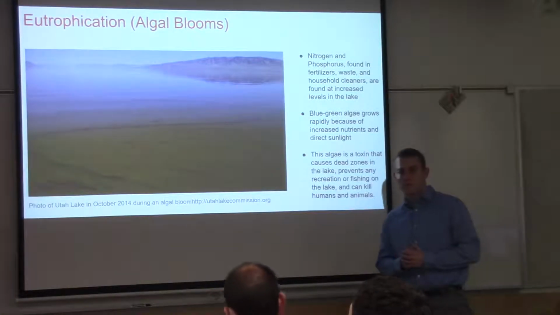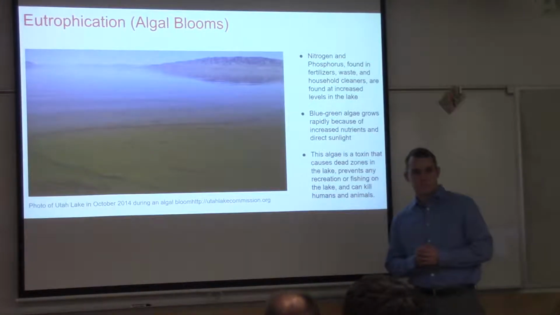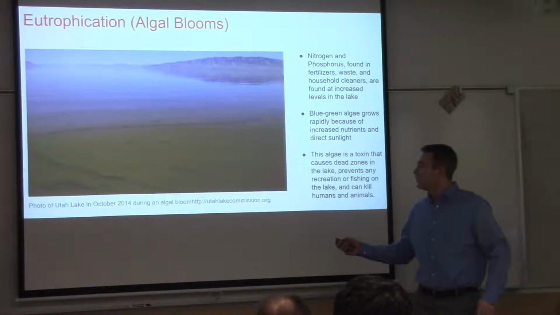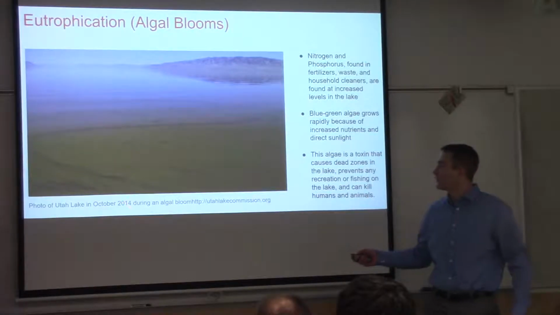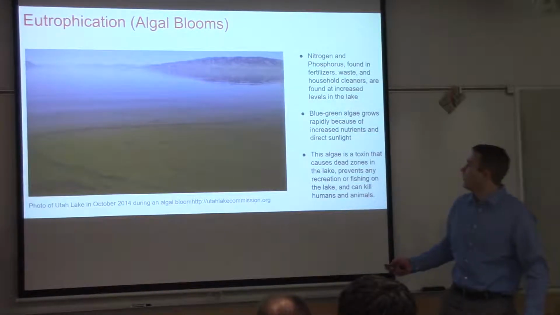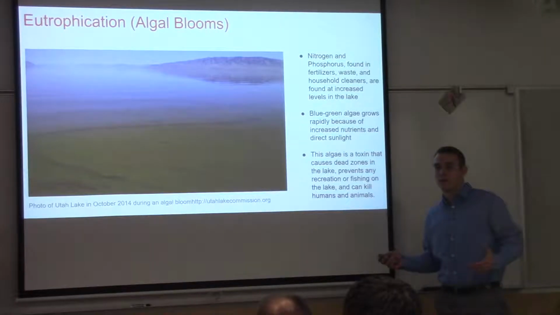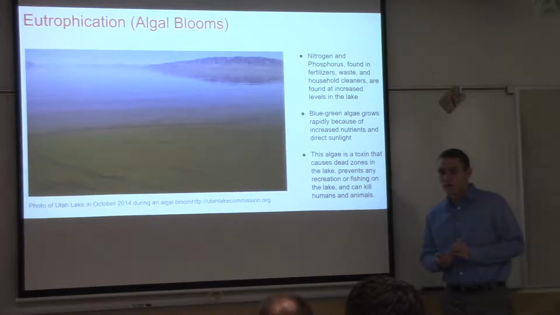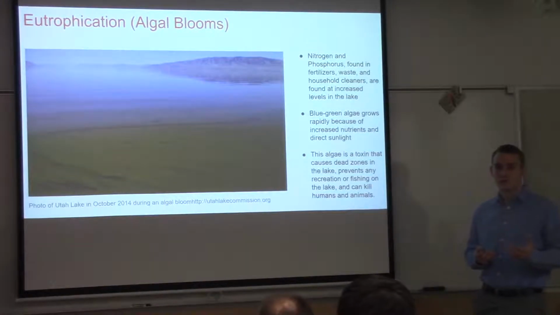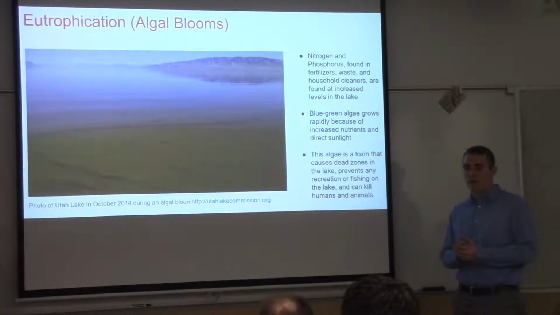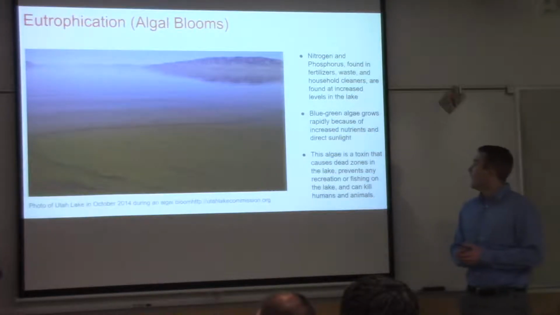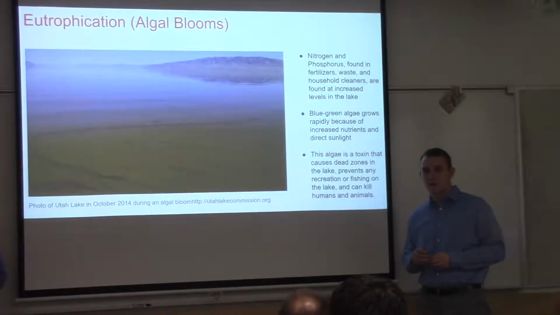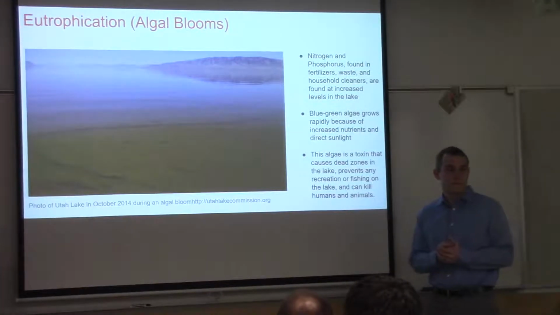So this is a brief overview of eutrophication, which was previously discussed already. This is a photo from Utah Lake in October of 2014 during an algal bloom. What happens is there are increased concentrations of nitrogen and phosphorus, which are commonly found in fertilizers, household cleaners, manure, waste, things like that. And this causes blue-green algae to grow rapidly. It also requires a high level of sunlight.